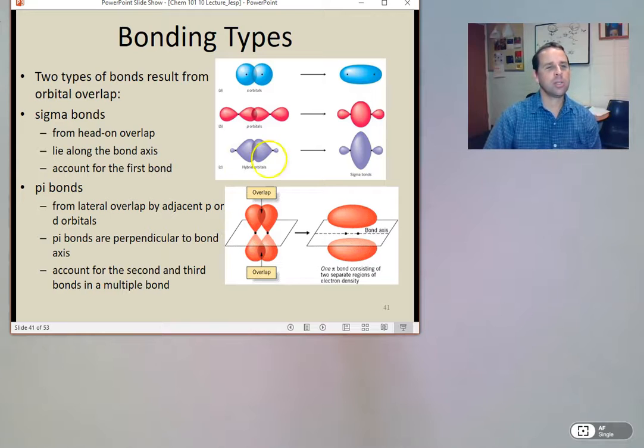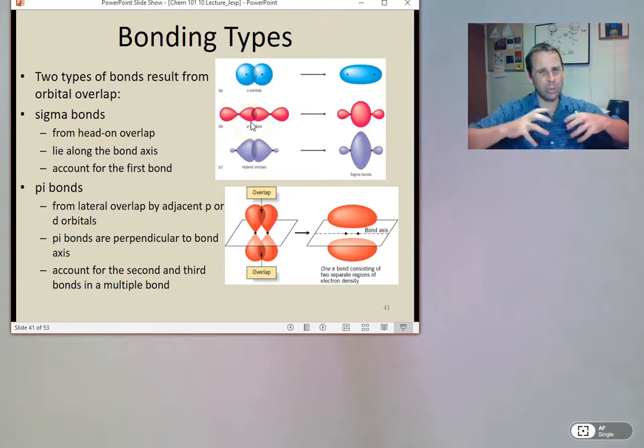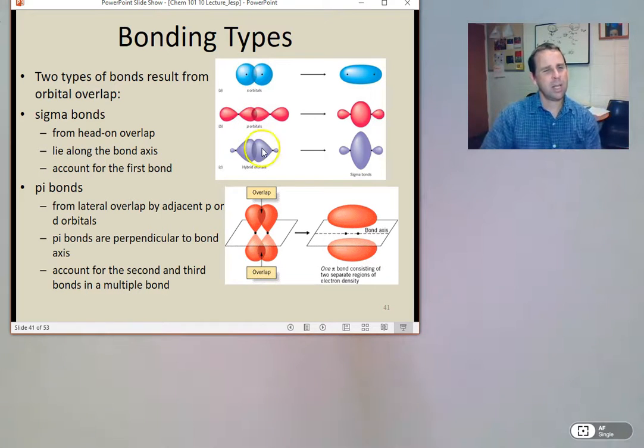All of these scenarios up here are called sigma bonds because they're similar to this ss overlap, and sigma is the letter s in the Greek alphabet. So here we have an ss overlap, a pp overlap, but it's kind of like the two bulbs are little s's, and then two hybrid overlaps, but again, the bulbs are like little s's. So all of these are called sigma bonds.